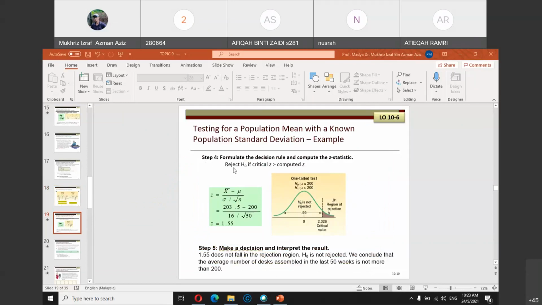Step number 4: reject the null if calculated Z, not critical Z, is bigger than 2.33. So in this slide you need to fill in the critical value and mention it here. This will be step number 4.